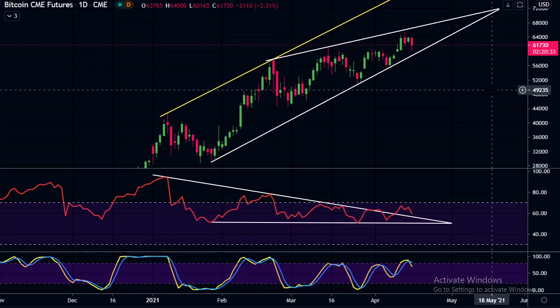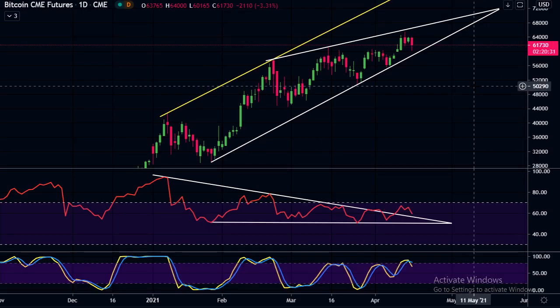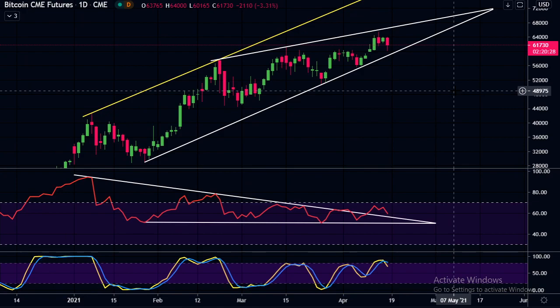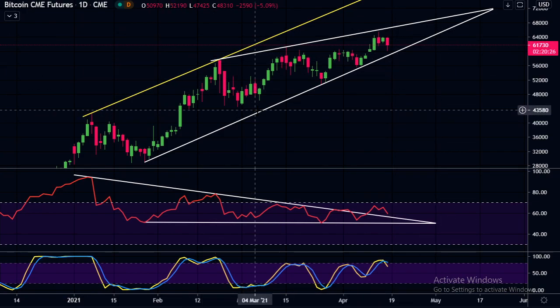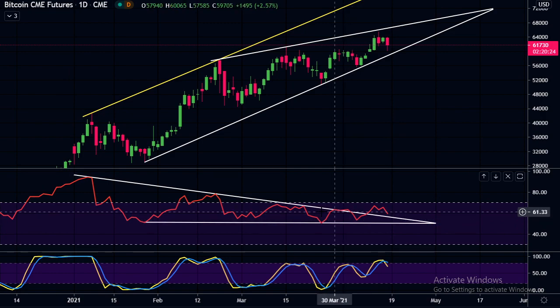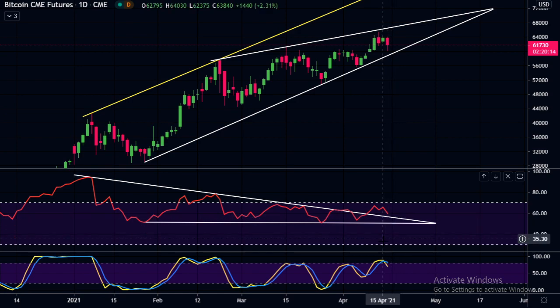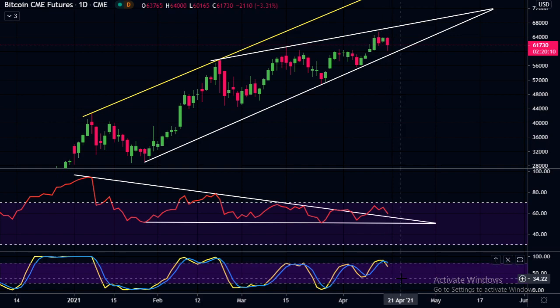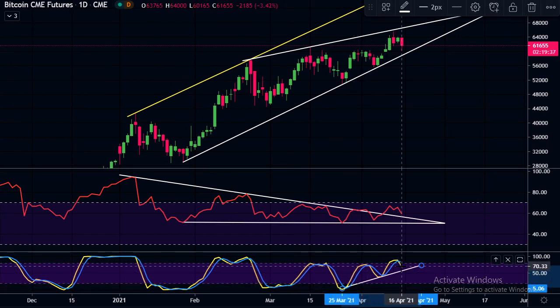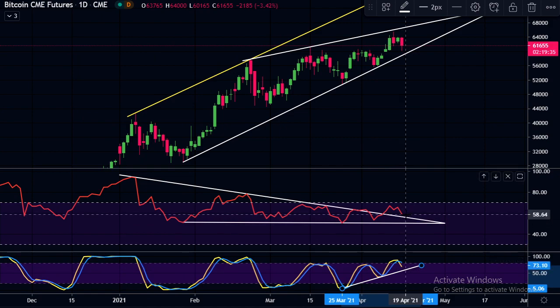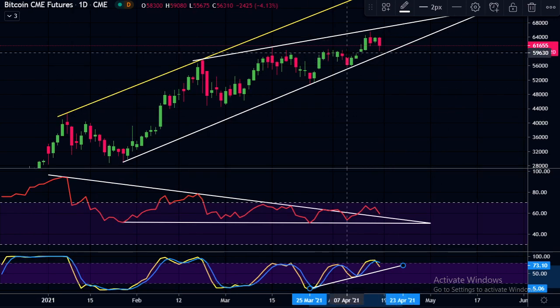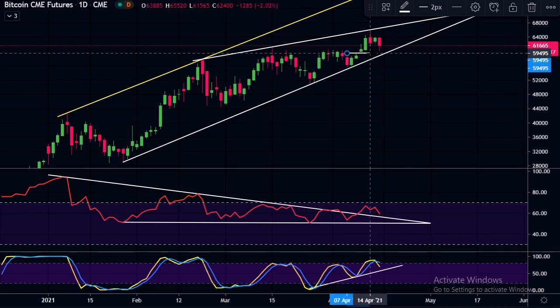And just looking on the CME Bitcoin futures chart, I've got a similar thing drawn here with this rising wedge pattern, although on the RSI we did break above this trend line, and perhaps we are coming back to test it as support, although we can see the stochastic RSI is quite high and angled down. So I would like to see the stochastic RSI bounce off this trend line and perhaps coincide with the top of this trend line.